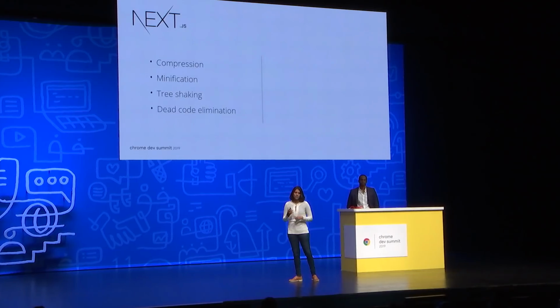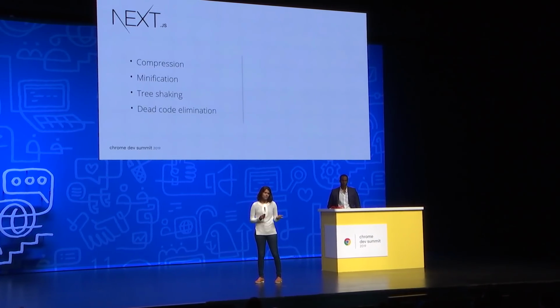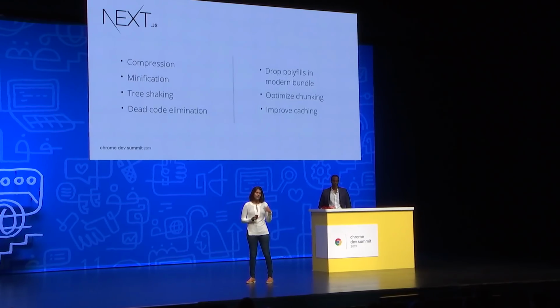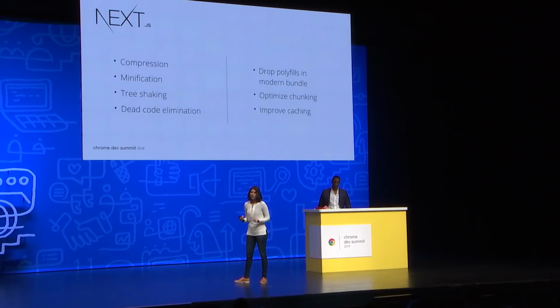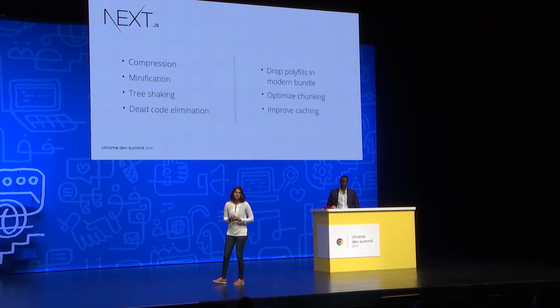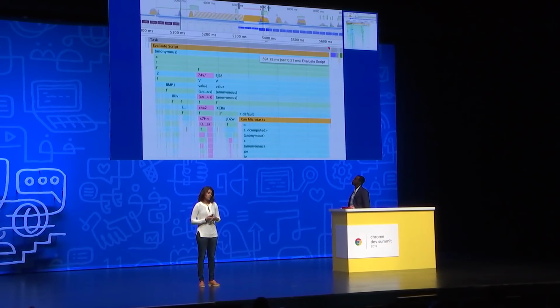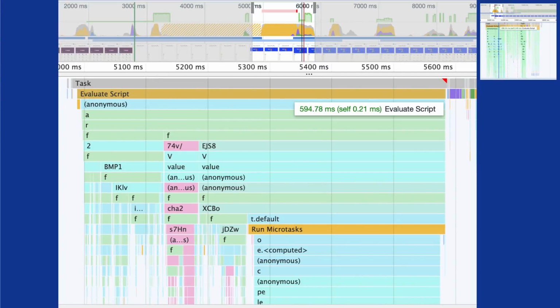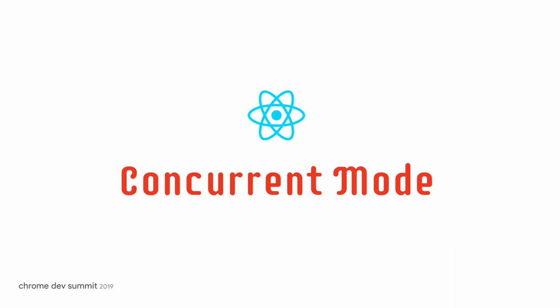So in Next.js, we are already doing all of these things: compression, minification, tree shaking, dead code elimination. And then Houssein mentioned the additional optimizations we had around polyfills, optimized chunking. So even after tackling a lot of this low-hanging fruit, we are still finding that JavaScript is too expensive. So this is a DevTools timeline on a Next.js app, and it shows us what's going on in the initial page load. There is this big, long task from setup and hydration, and that first user interaction is still blocked until the script has finished.